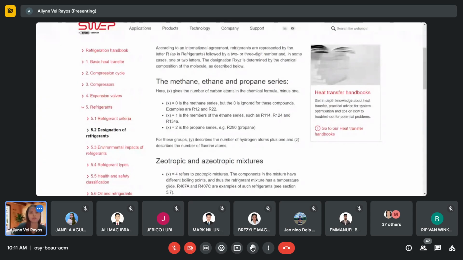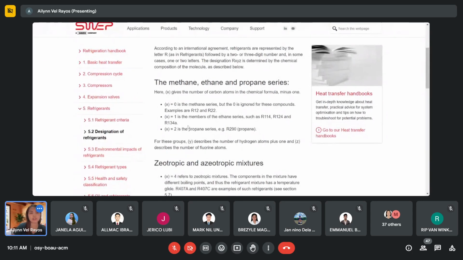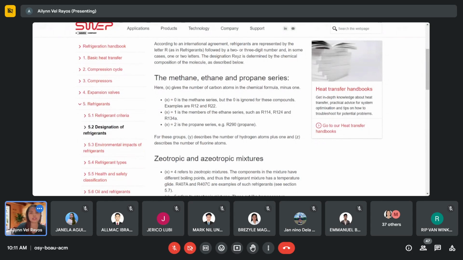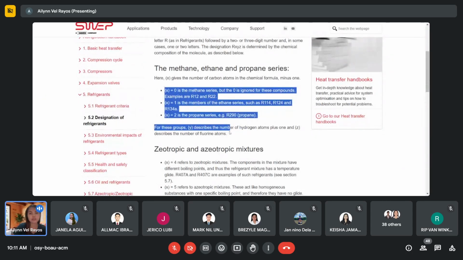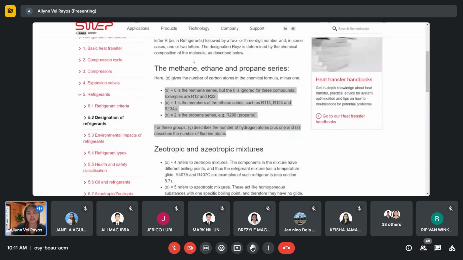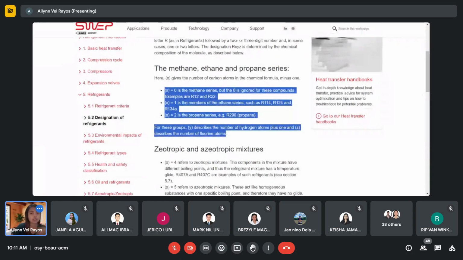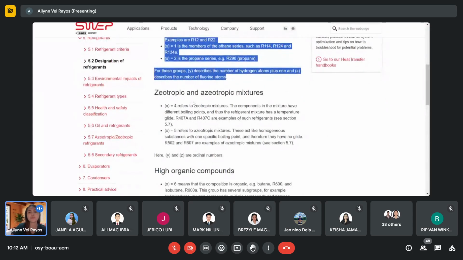Again, this is a review. There is the super halogenated compound, which is the methane, ethane, propane series. Again, what we will follow for numbering is the format in the PowerPoint that I shared earlier. That's what we will use. So again, for zeotropic, a review.